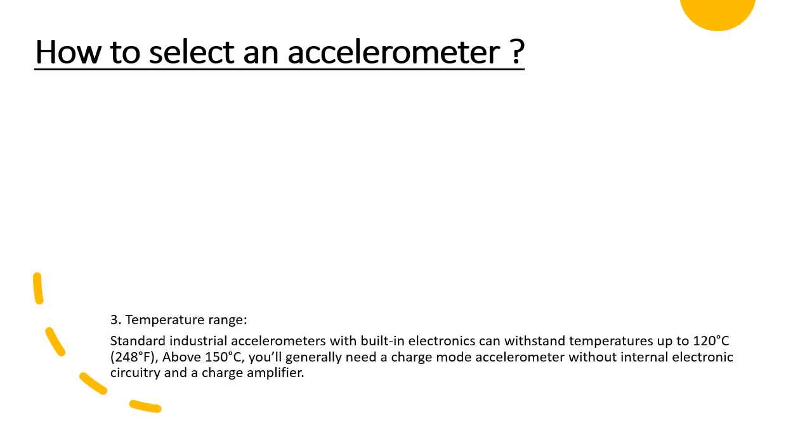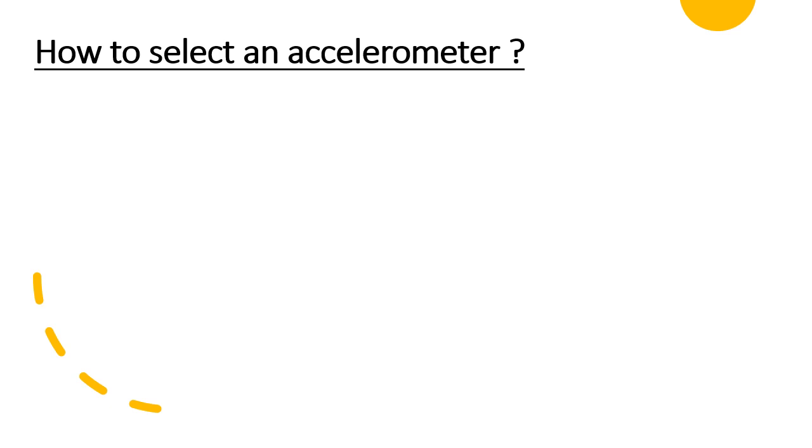Then comes the temperature range. Standard industrial accelerometers with built-in electronics can withstand up to 120 degrees Celsius. If it exceeds that, it could damage the electronics inside the sensor, so it is an important consideration. In case we have temperatures of more than 150 degrees Celsius, we need to prefer a charge mode accelerometer without internal electronic circuitry, along with a charge amplifier.